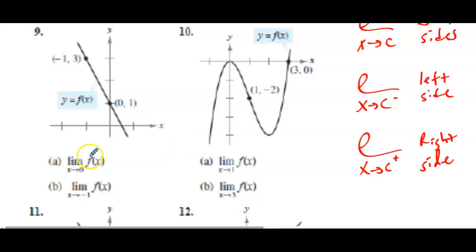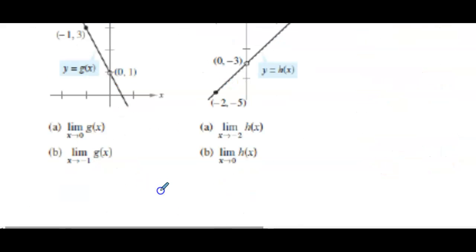It says, what is the limit as x approaches 0 of f of x? Well, let's look at as x approaches 0. So here x is 0. As it approaches from the left, it approaches 1. And as it approaches from the right side of the graph, it approaches 1. So we're going to say the limit is 1. If we say what is the limit as x approaches negative 1, from the left side it approaches 3. From the right side it approaches 3. So the limit is 3.